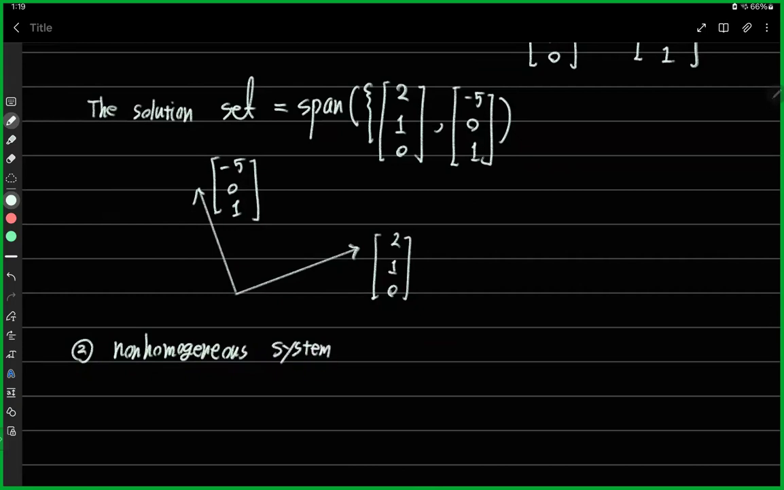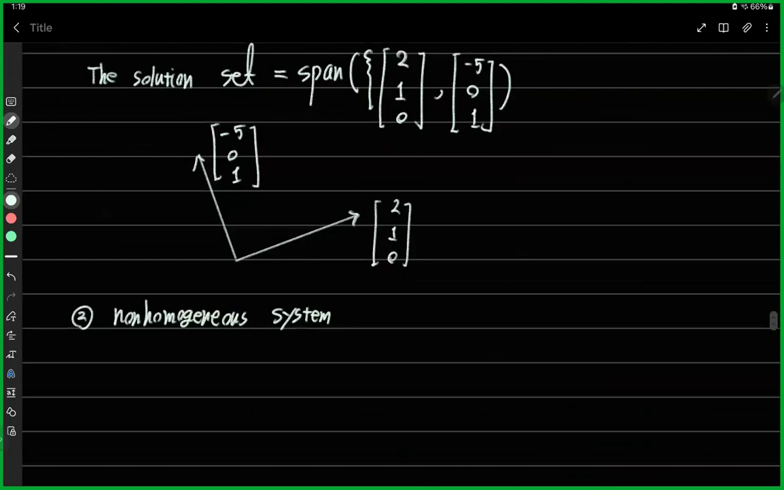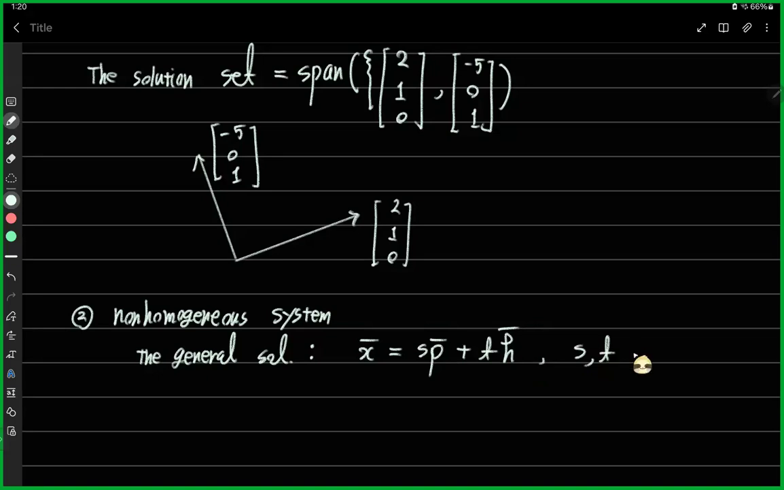Okay. So in a non-homogeneous system, the general solution can be written in parametric vector form like this: x bar is equal to s times p bar plus t times h bar. Here s and t are parameters.